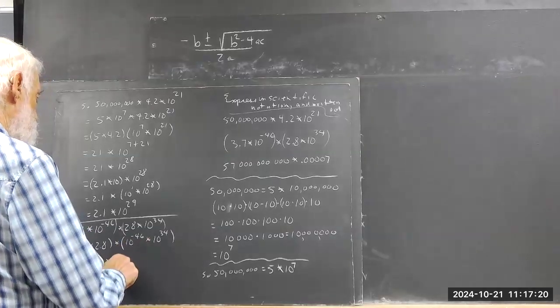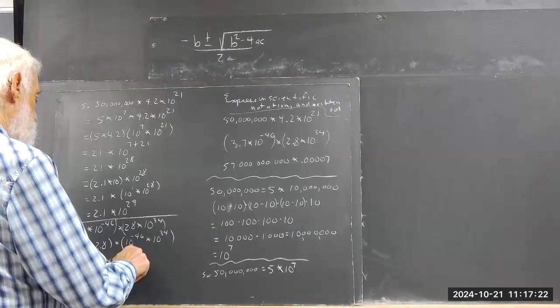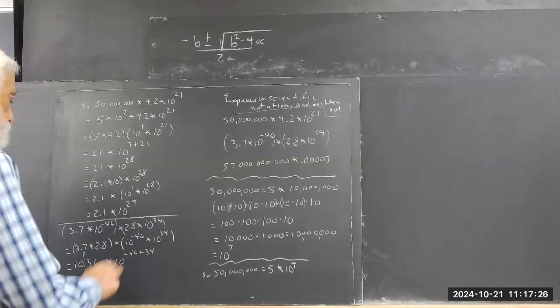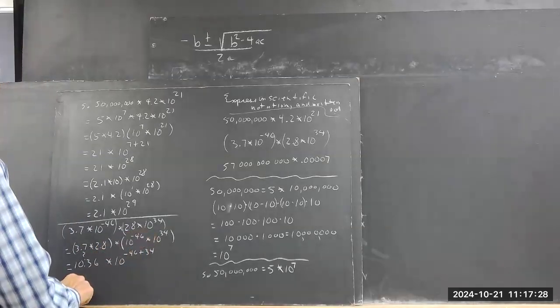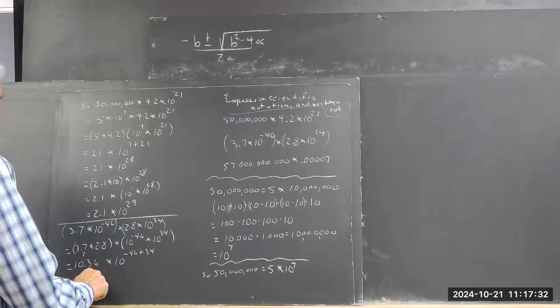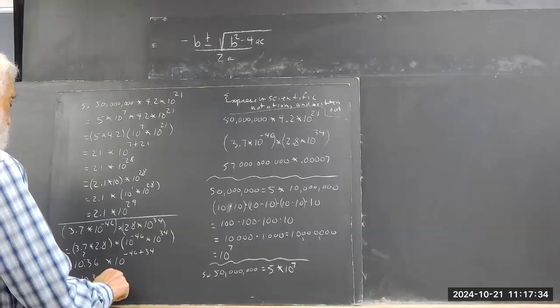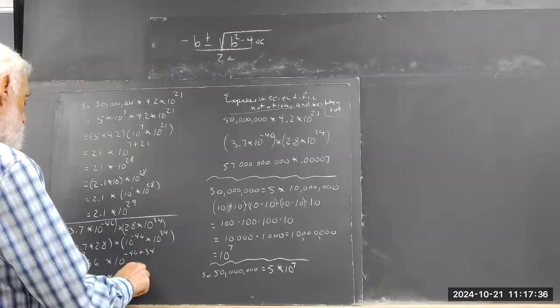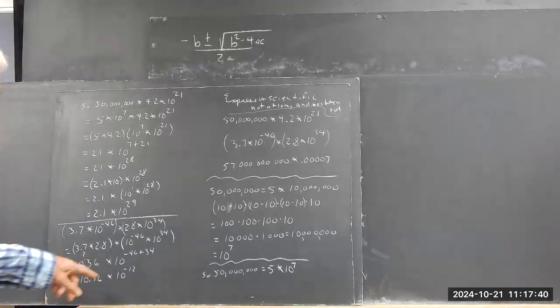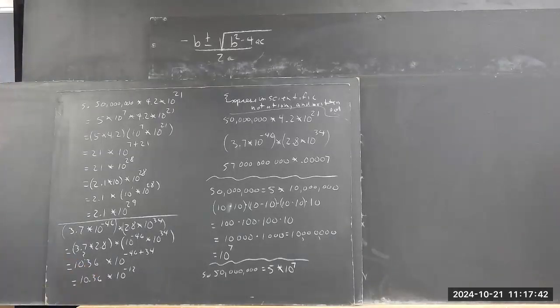And then this is 10 to the negative 46 plus 34. That's the rules of exponents. Negative 46 and 34 is negative 12. I have 10.36 times 10 to the negative 12.